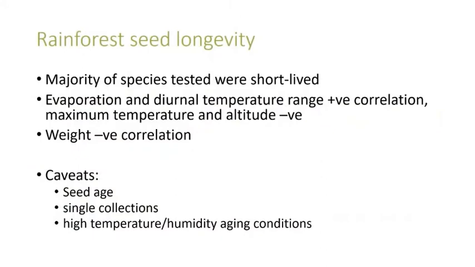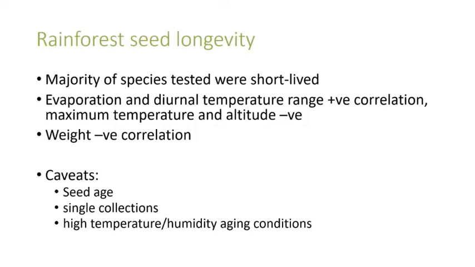Now, this is in contrast to what is usually found for Australian species, which are largely regarded as long lived. We found that longevity increased as evaporation and diurnal temperature range increased, and longevity decreased as maximum temperature and altitude increased. Again, this is in direct contrast to what is usually found, whereby seeds that come from a hot and dry environment tend to be longer lived than those which come from cool and wet environments. However, rainforest habitats are somewhere in between, being both warm and wet. So there's some interesting things, I think, going on in rainforest habitats in terms of how their climate is actually influencing seed longevity.